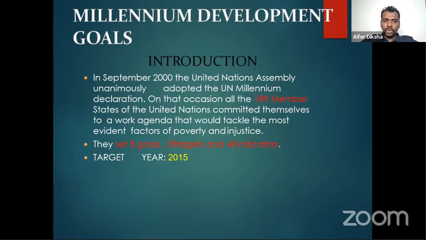So we have Millennium Development Goals, adopted in September 2000, with eight goals, 18 targets, and 48 indicators. The target year for Millennium Development Goals is 2015, and Sustainable Development Goals started in 2016, with the target year 2030. It's a 15-year duration for both cases. So 2000 to 2015 we have Millennium Development Goals, and 2016 to 2030 we have Sustainable Development Goals. Millennium Development Goals have 8 goals, Sustainable Development Goals have 17 goals.